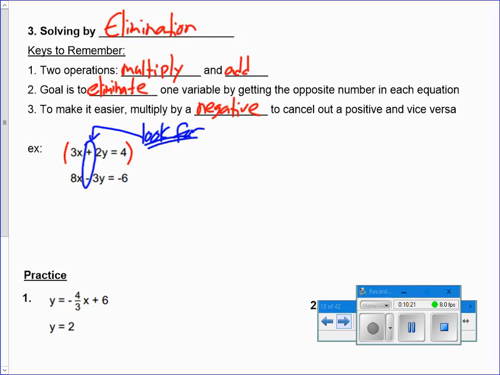So when they're already set up like that, we'll work with these variables. I'm going to create the opposite number of y's in each equation. So I'm going to multiply the top equation by 3, so I'll have a positive 6y, and multiply the bottom equation by 2, so I'll have negative 6y. So we have 9x plus 6y is 12, and here we have 16x minus 6y is negative 12.